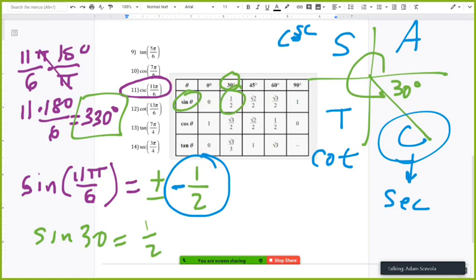So the sine of 11 pi over 6 is negative 1/2. So our final answer, the cosecant of 11 pi over 6 is going to be negative 2, because that's the reciprocal of negative 1/2.